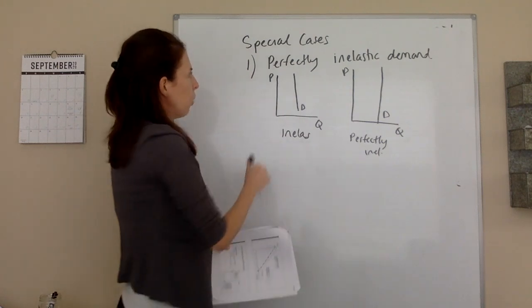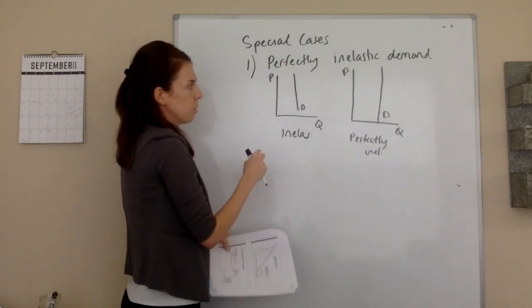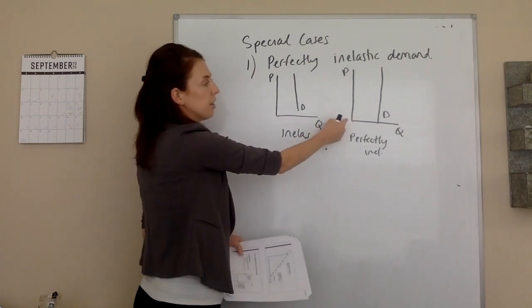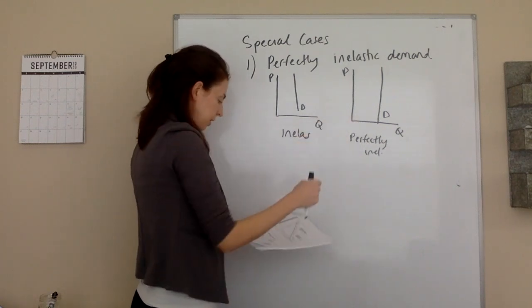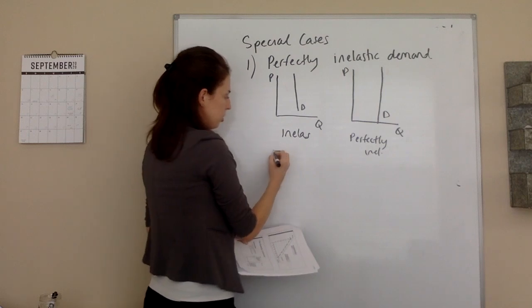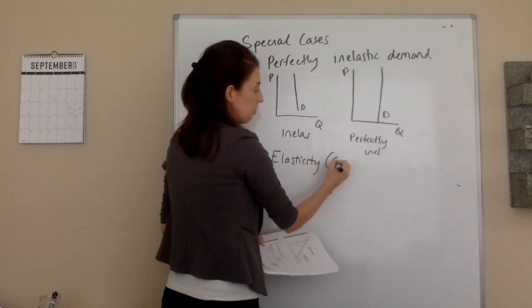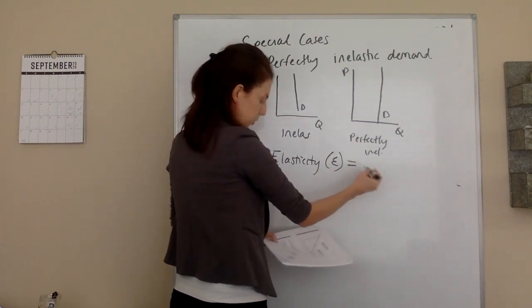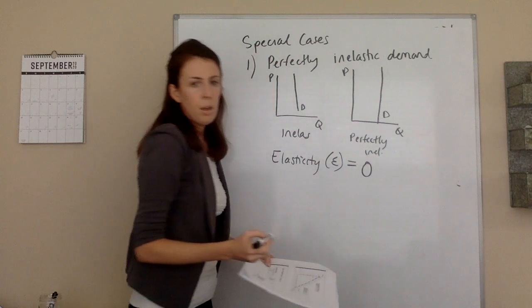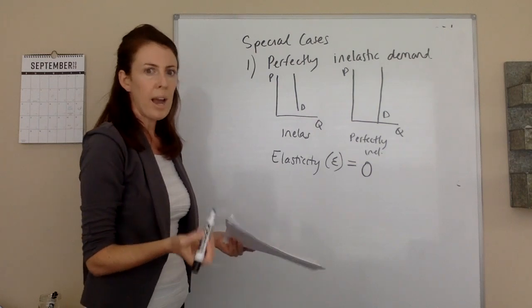Okay, what is going to be true about a perfectly inelastic demand curve? One is that graphically you're going to have a vertical line for the demand curve. The second thing that's going to be true is that the elasticity, the epsilon, when you calculate it, is going to be equal to 0. Okay, think about why that's the case.